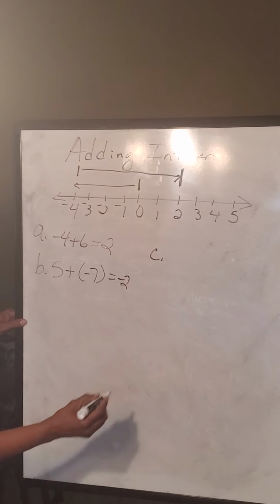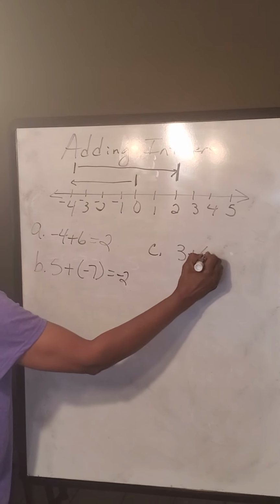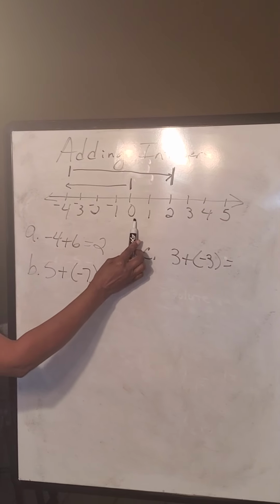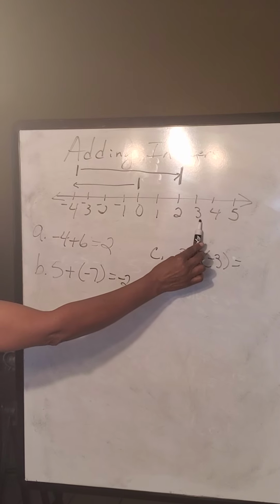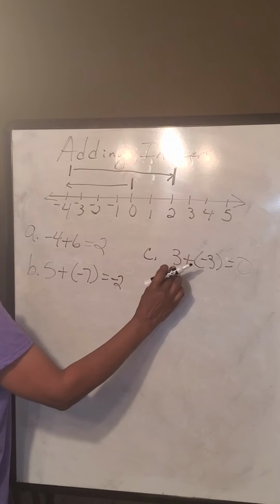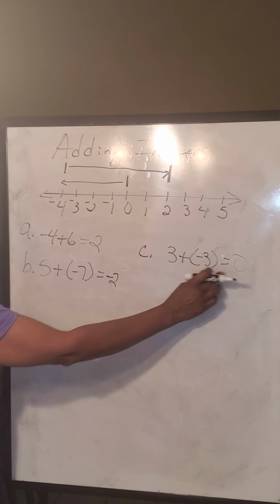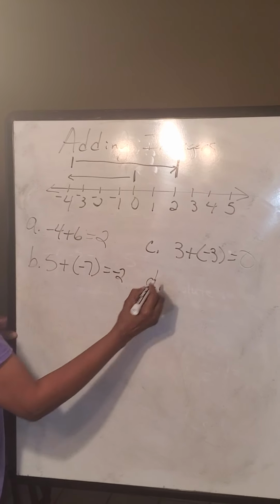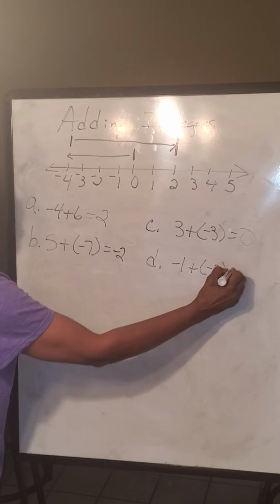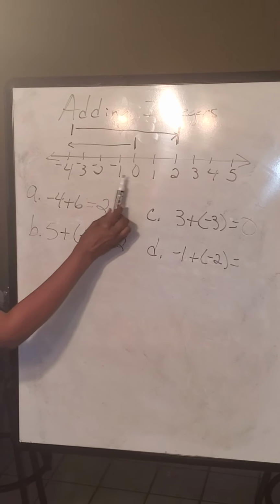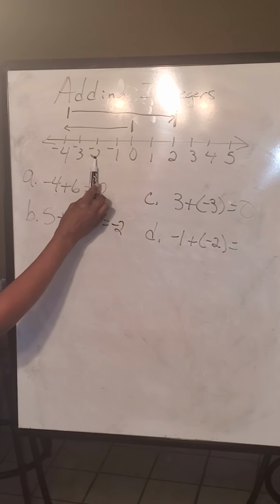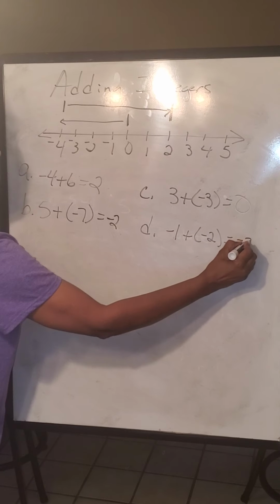Example C, if I had 3 plus a negative 3. Again, I'll start at 0, move to my right 3, come back to my left, 1, 2, 3. I get a 0 because these are opposites. Any number plus its opposite will give you 0. And if I had a negative 1 plus a negative 2, I will start at 0, move to my left 1, continue to move to my left 2 more, 1, 2, I end up with a negative 3.